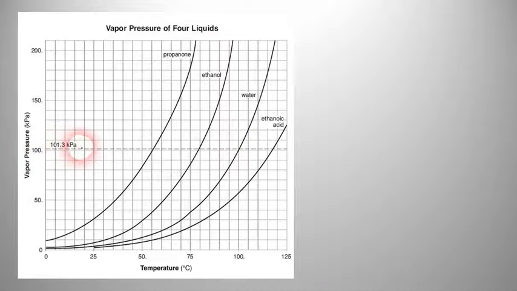This dotted line right here, 101.3 kilopascals, that is the normal atmospheric pressure that we consider. That's 1 atmosphere. Whenever the vapor pressure of a liquid reaches 1 atmosphere, we call that the normal boiling point. So for example, water right over here, it reaches that vapor pressure of 1 atmosphere at exactly 100 degrees Celsius. So we can see that.